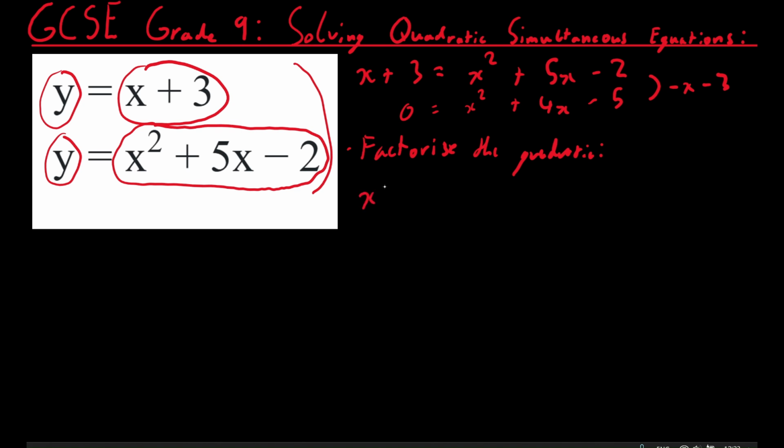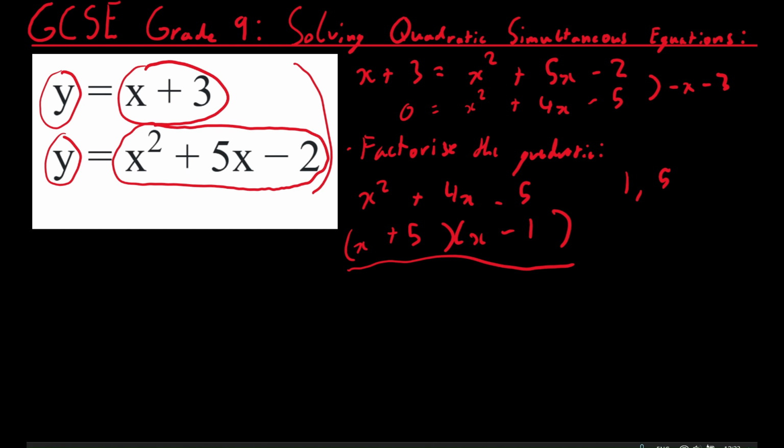So let's factorize x squared plus 4x minus 5. In two brackets, x and x. How do we factorize this? You have the factors of 5, which are 1 and 5. Because it's a negative, you have to make one negative and make the other one positive. So here we have it, and this is equal to 0.